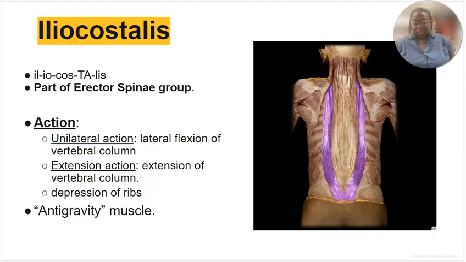And so this one is the most lateral of that erector spinae set. The unilateral action, remember unilateral means that only one side is going to be contracting at a time. And this is going to help with lateral flexion, right? So just like pulling your trunk, kind of decreasing that angle at the trunk. And the extension action for that unilateral contraction is going to be extension of the vertebral column. So kind of coming in to basic anatomical position. It also helps in depression of the ribs.